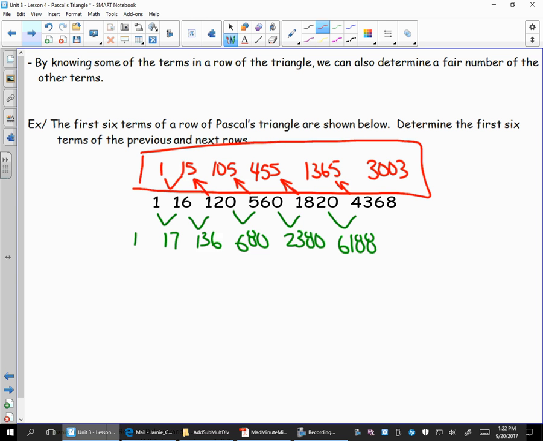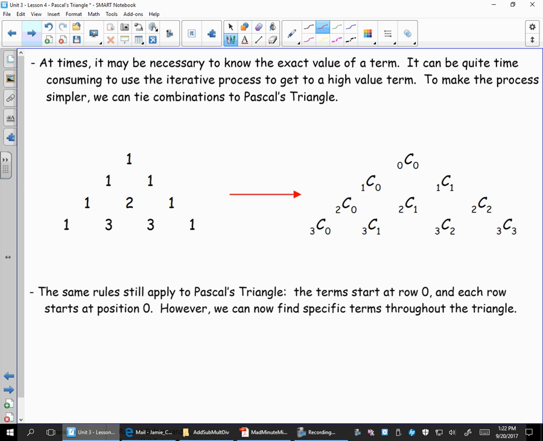Now, why do we really want to use this? What are we going to use it for? Well, turns out that these things, these Pascal values, are actually combinations. Okay? The numbers in Pascal's triangle, the 1, 1, 1, 1, 2, 1, 1, 3, 3, 1, come from combinations. Row number, choose position number.